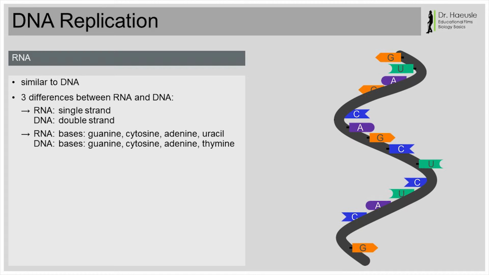So the RNA strand consists of nucleotides, just like DNA, but RNA has the base uracil instead of the DNA base thymine. Uracil is complementary to adenine. Guanine is complementary to cytosine. Third difference, the sugar molecule of RNA is ribose. The sugar molecule of DNA is deoxyribose. This explains the name of RNA. RNA is short for ribonucleic acid.